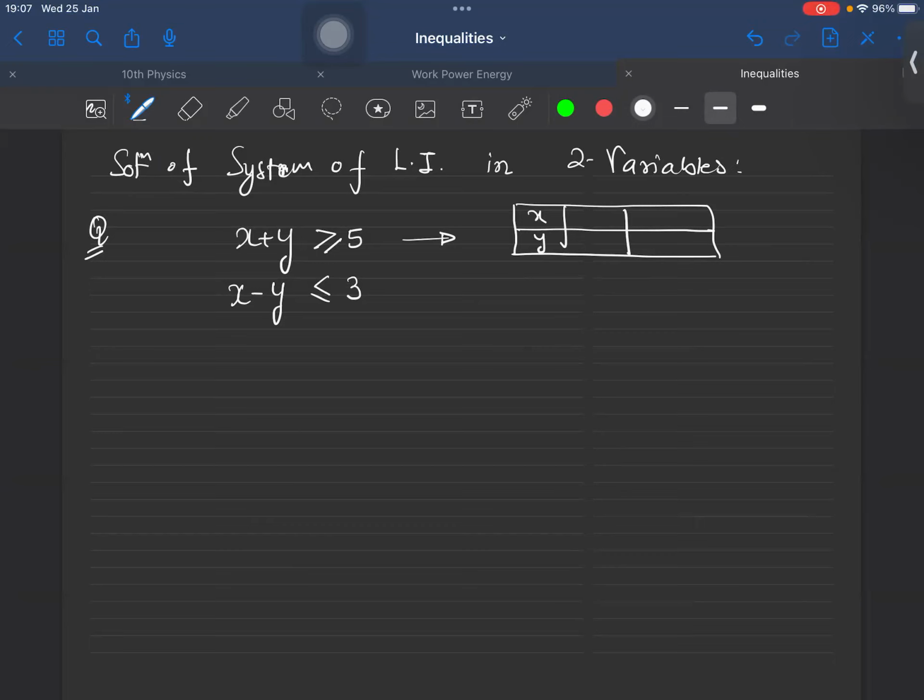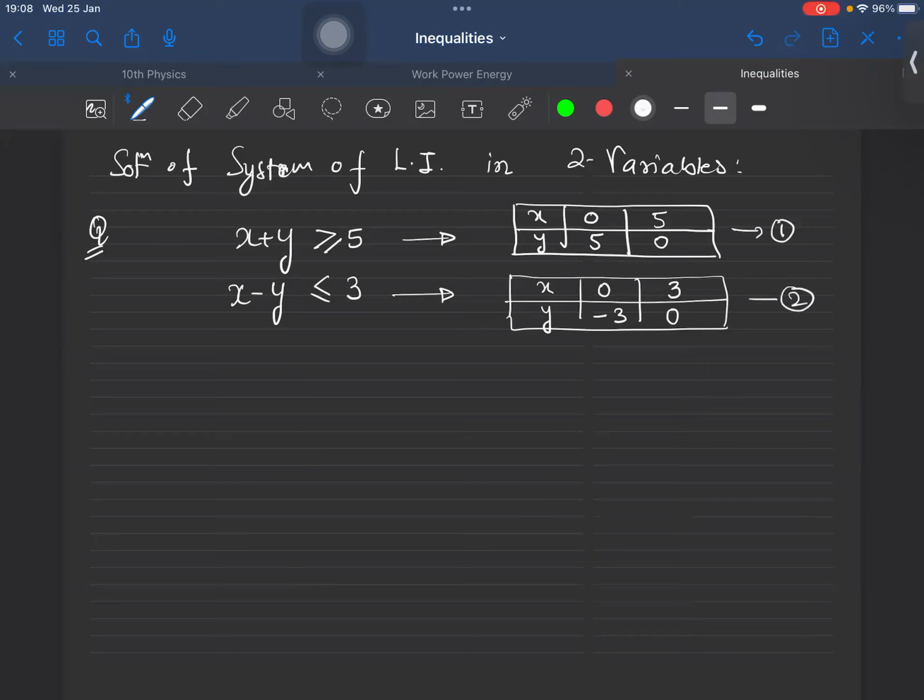So x plus y, if x is equal to 0, the value of y will be 5 for the first equation. If y is equal to 0, the value of x is going to be 5 for the first equation. Now let's do the second one. If x is equal to 0, the value of y is -3. If y is equal to 0, the value of x is +3. Now let's try to plot these 2 straight lines. So let's say this is 1 and this one is 2.